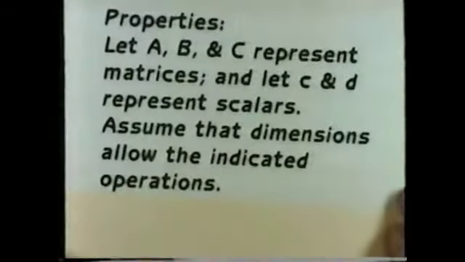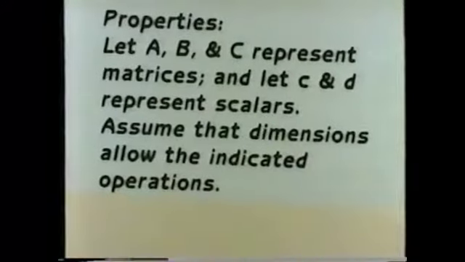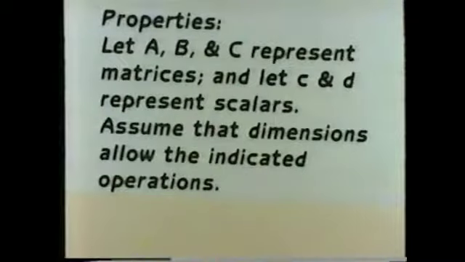Now we're ready to talk about the properties of matrices. Let A, B, and C represent matrices, and let little c and d represent scalars, which would be real numbers. For all of the properties, assume that dimensions allow the indicated operations. In other words, when we have the operation of addition, assume that the two matrices to be added have the same dimension. For multiplication, assume that the columns of matrix 1 match the number of rows for matrix 2.